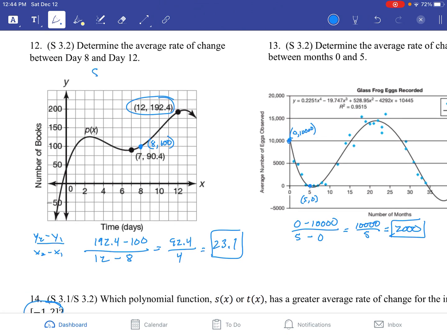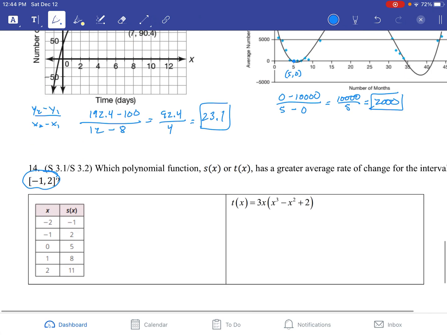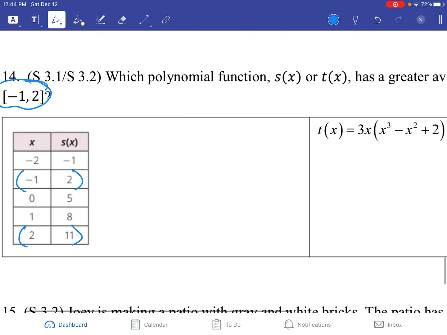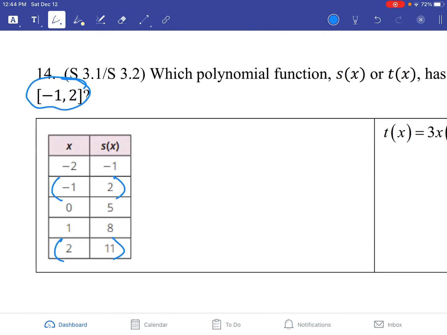All right, you could have written 8 to 12 like this, and 0 to 5 like this. Okay, so the same thing we're going to use for -1 to 2. That means we're going to use -1, this point, and +2, this point. These are the 2 points we're going to use to find our average rate of change.